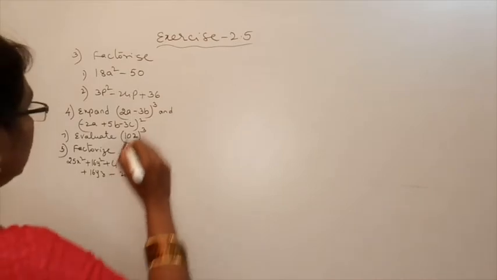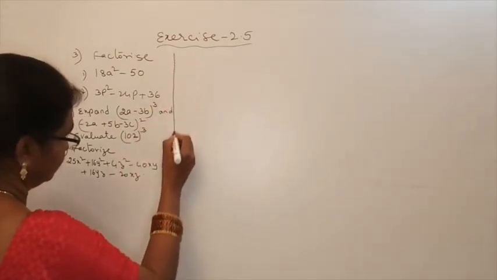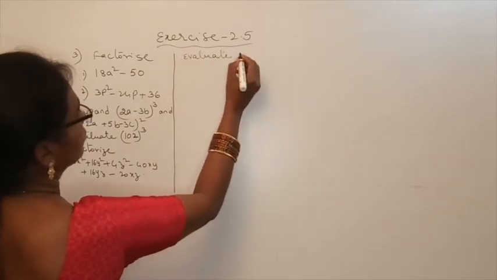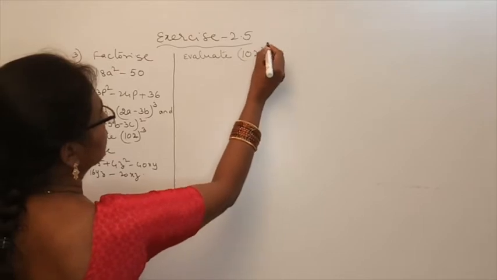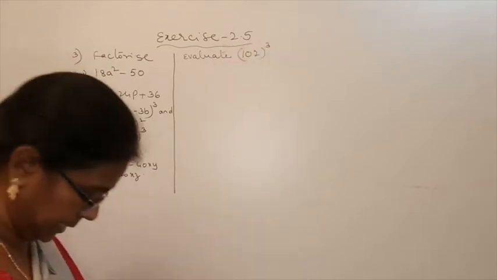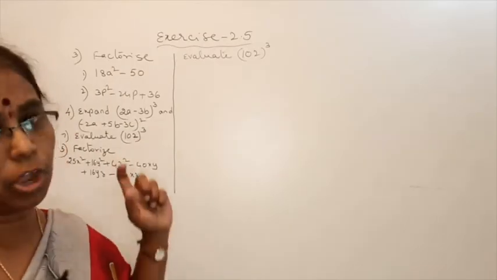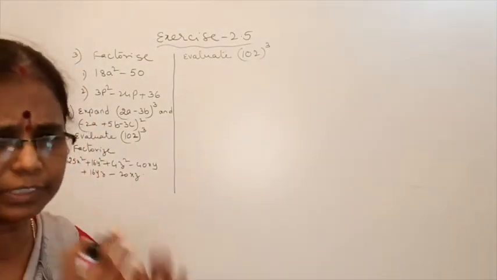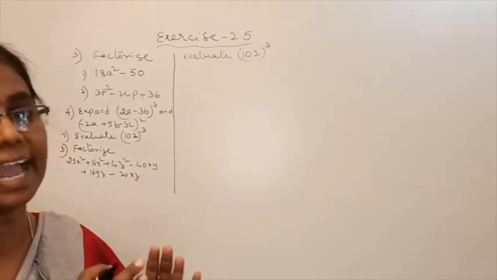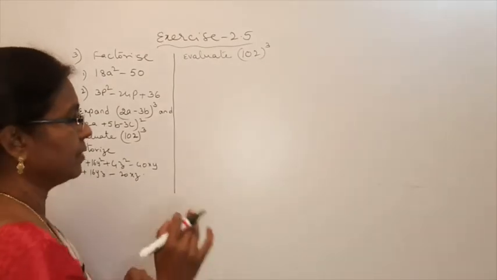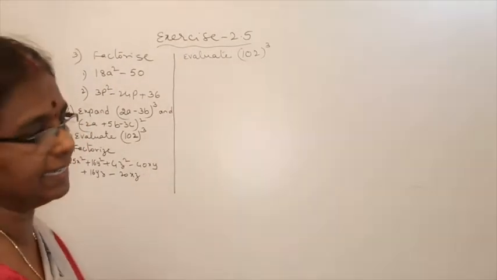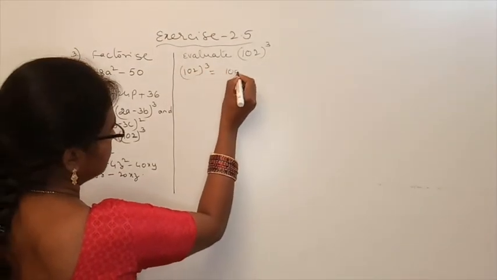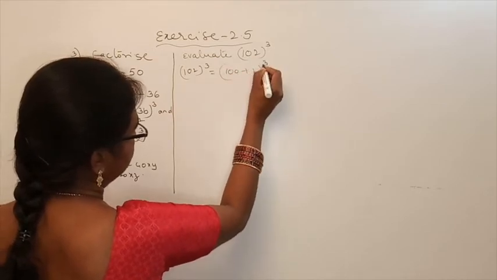Next question, evaluate 102 whole cube. You have to write as per identity because it is very hard. When you multiply 102 by 102 again with that product 102, it will take more time. Then how to do it easy and fast means you have to write as per identity. Now how to write 102 whole cube? 100 plus 2 whole cube.